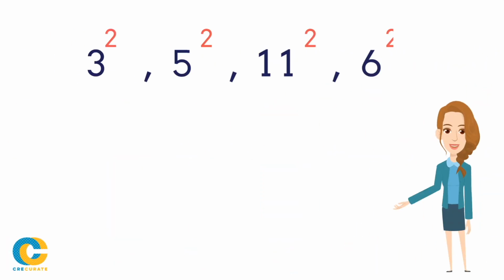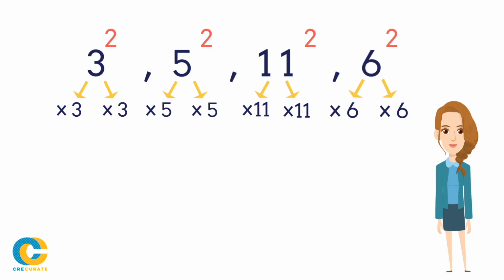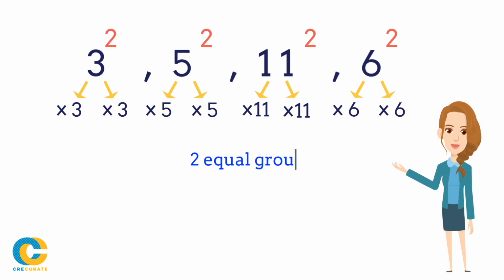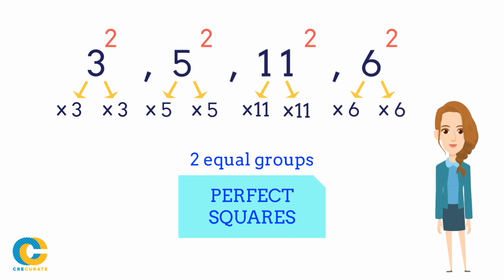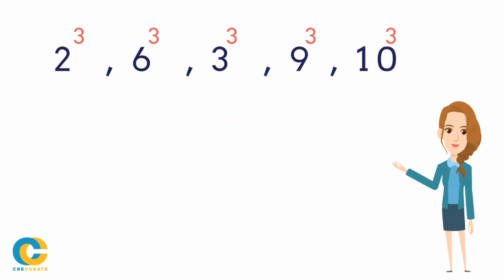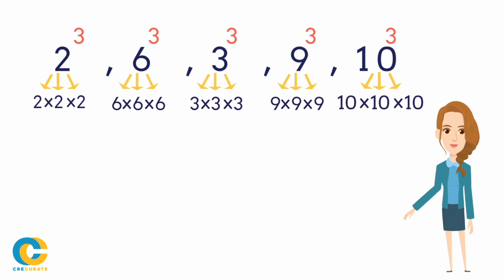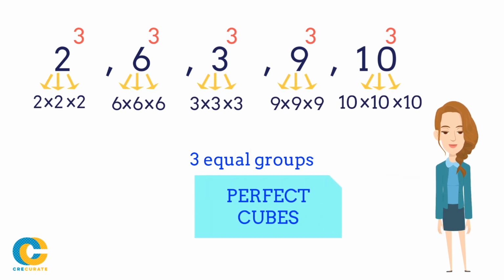This way of representing the number is called index notation. Now let's look at this set of numbers here. They all have 2 as the power, which means that they can always be split into 2 equal groups. Numbers that can be split into 2 equal groups are called perfect squares. In this next set of numbers, all the powers are 3, which means that these numbers can be split into 3 equal groups. We call them perfect cubes.